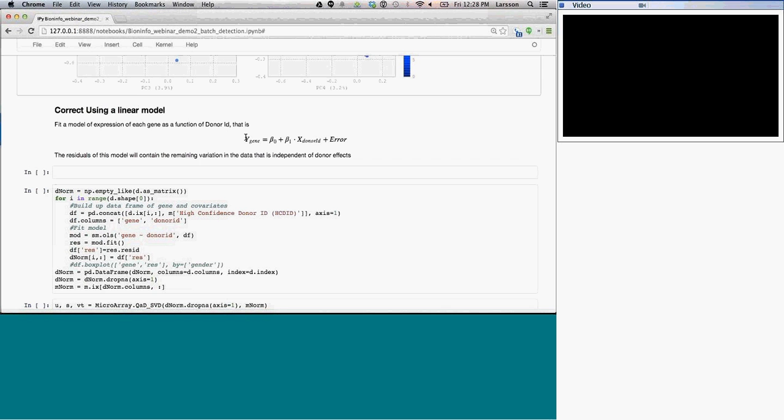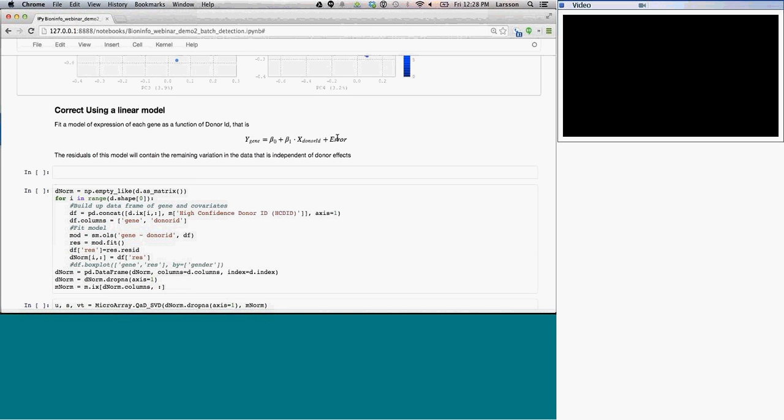To do that, you can build a linear model per gene, where you say the expression of the gene is equal to some constant factor beta 0 plus a variable B1 times whatever the value for the donor ID is, and then an error term. It'll basically tell you that you're trying to explain the gene expression based on this donor ID, and the error term is whatever is left over after you included the donor ID.